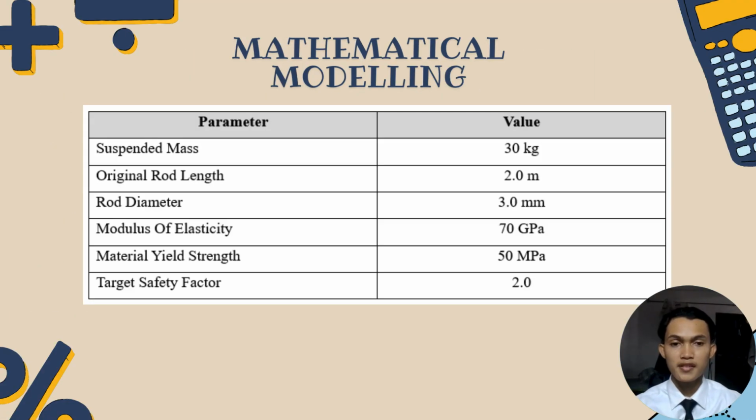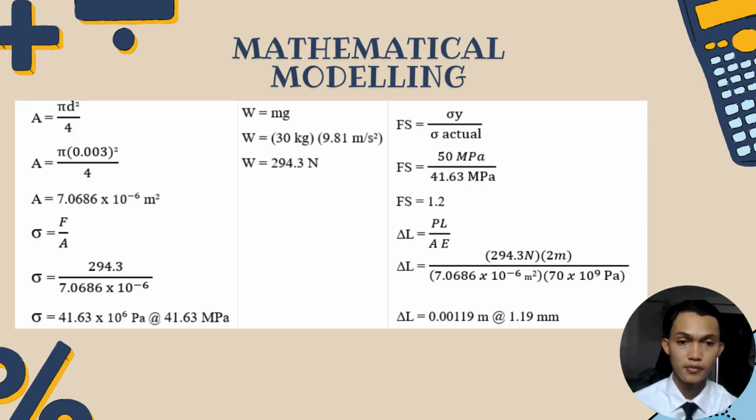Next, we list all the parameters given from the statement: suspended mass of 30 kilogram, original rod length 2 meter, rod diameter 3 mm, modulus of elasticity for aluminum alloy 70 gigapascal, material yield strength 50 megapascal, and target safety factor is 2.0.